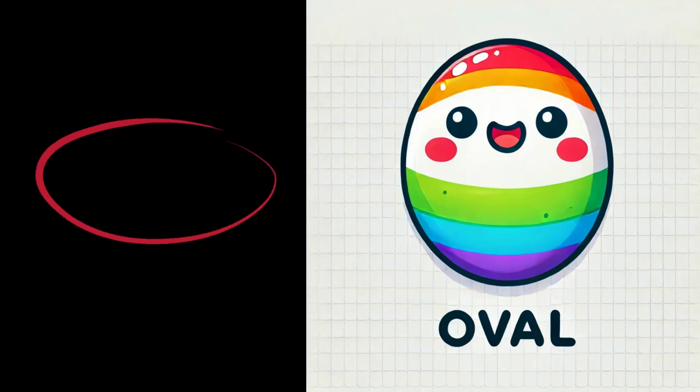Oval. Meet the oval. It's like a stretched out circle, just like an egg or a balloon. Activity: draw an oval and turn it into something fun, like a balloon or a football.